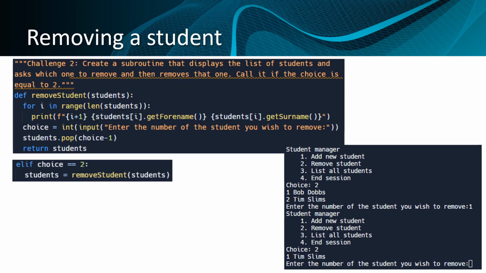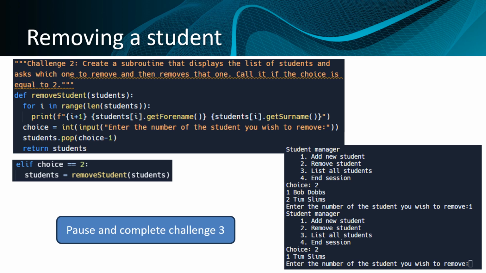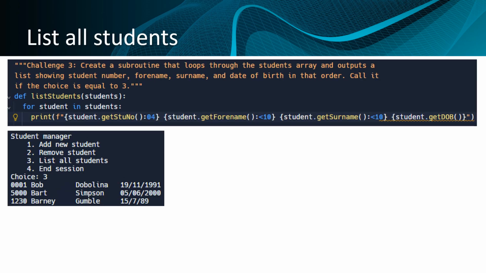You might like to pause the video again now if you haven't had a go at completing challenge 3 before I go through the solution to that one. For challenge 3, the list students module, we still pass in the students array, but there's no need to return it as nothing changes in the students array during the running of this subroutine.